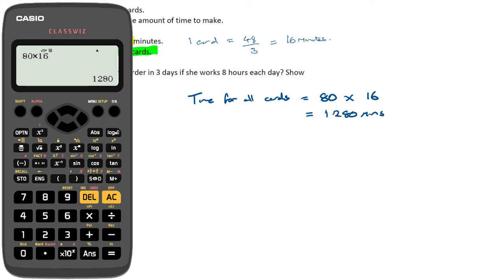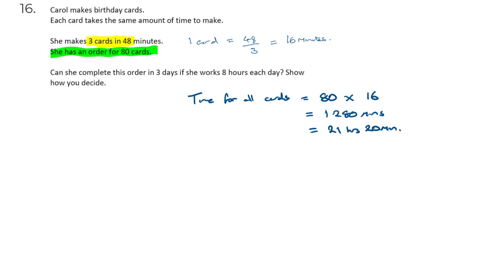Okay, and what's that in hours? I think if we divide it by 60, we should get that in hours, shouldn't we? Which is 21 and 3 recurring, which is 21 and a third, isn't it? What's that in hours and minutes then? You can actually just use this button here to convert it into hours and minutes. I don't know if you knew that, but that's 21 hours and 20 minutes then. Okay, so 21 hours 20 minutes.